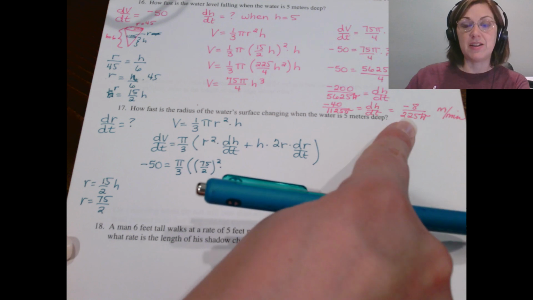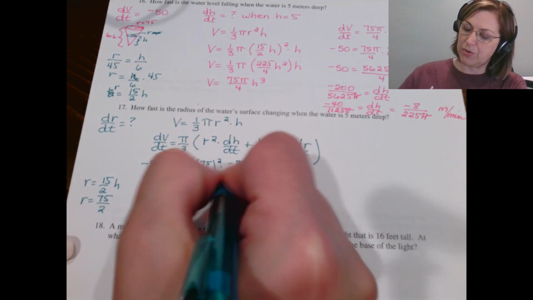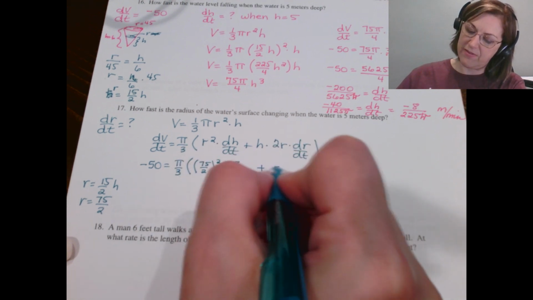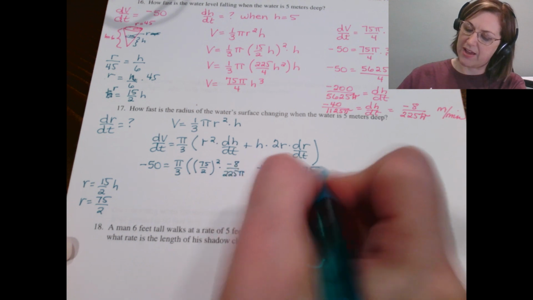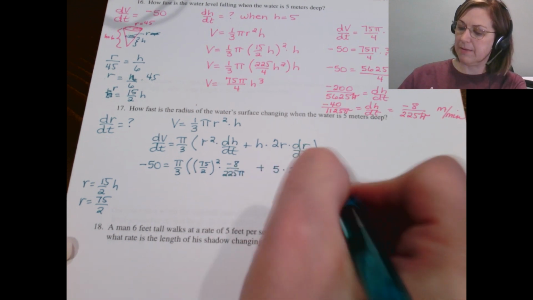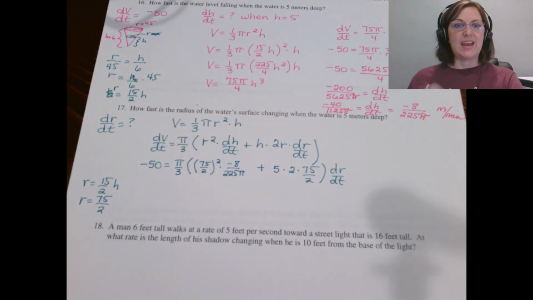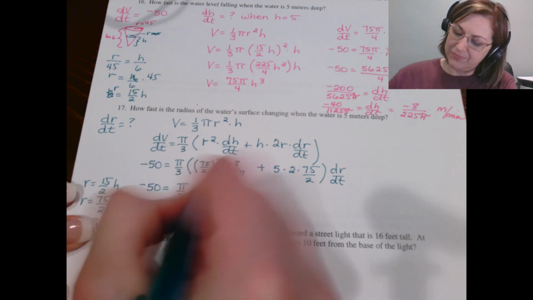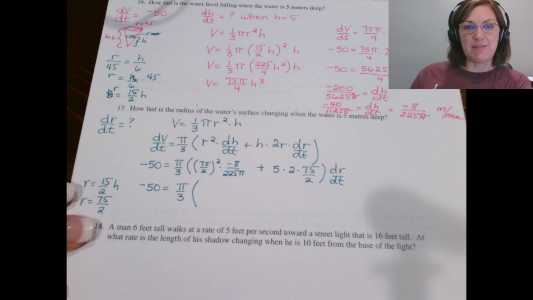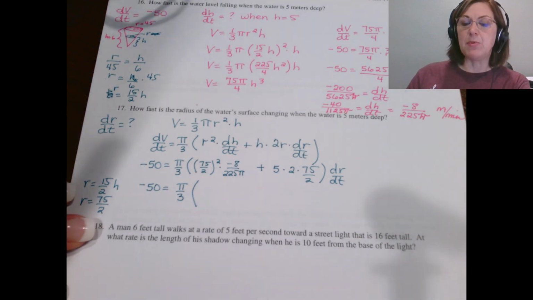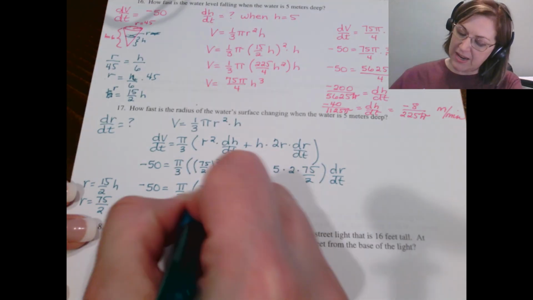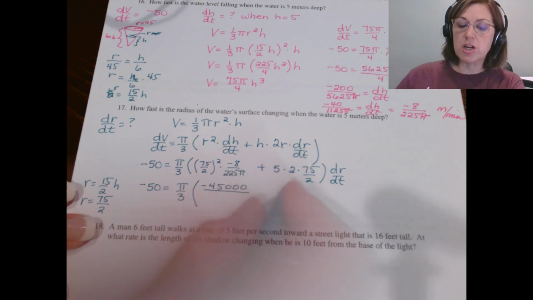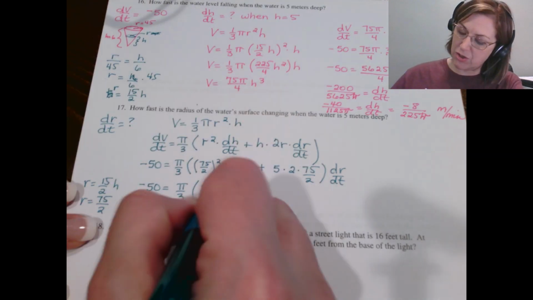dh/dt, we found out in the previous problem, is negative 8 over 225 pi. Plus h was 5 times 2 times r, 75/2, and we're looking for dr/dt. It's going to get a little bit sloppy, but we're going to try to hold it all together. Let's do a little bit at a time. I've got 75 squared, and then I'm going to multiply times -8. That'll give me -45,000 on top here. And then I've got 2 squared is 4, and then times 225 will give me 900 pi on the bottom.